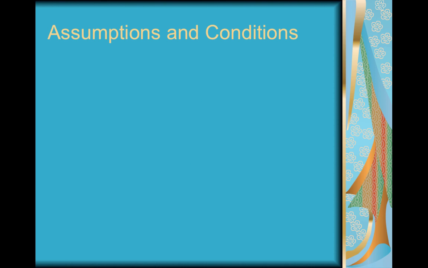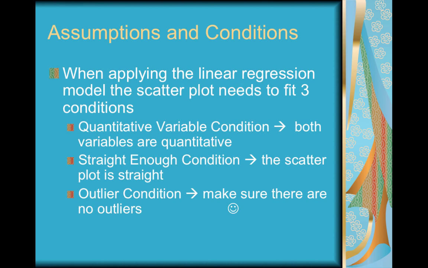So when we're using the linear model, again, there are assumptions and conditions. They are the same three conditions. Quantitative variable condition: both variables are quantitative, meaning they have units. The straight enough condition: our scatter plot is straight. And then our outlier condition: we want to make sure that there are no outliers.